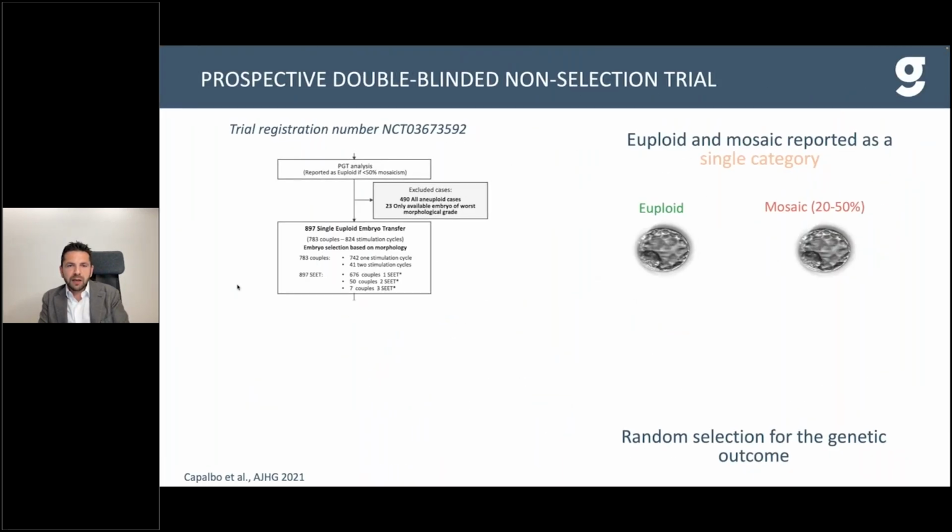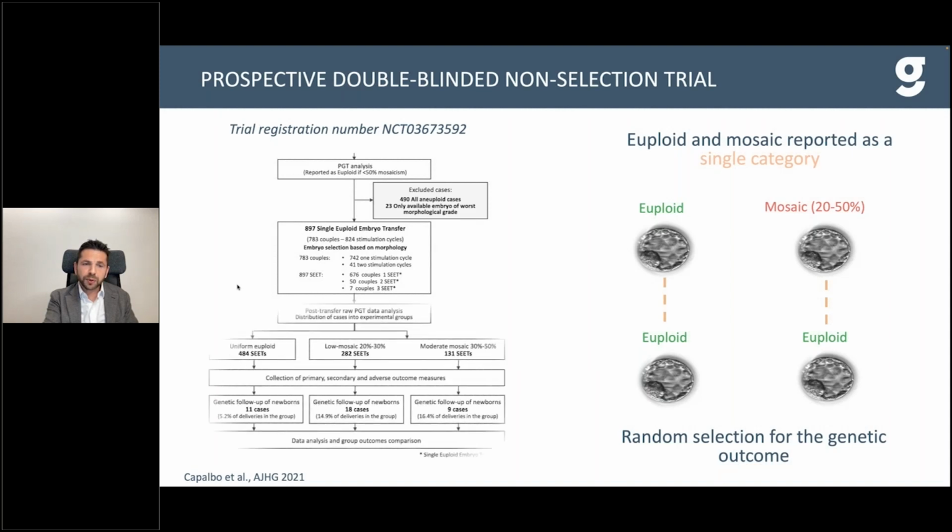So in order to avoid this population selection bias, we ran a prospective non-selection trial. The main difference with retrospective studies is that in this case, we have not reported the diagnosis of mosaicism back to the clinic and to the patients. So the outcome of mosaicism was blinded, double-blinded to physician and patients. And in this way, we did not bias the selection of the embryo, which was based on standard criteria such as morphology. And the selection of embryo transfer was thus random for the genetic outcome.